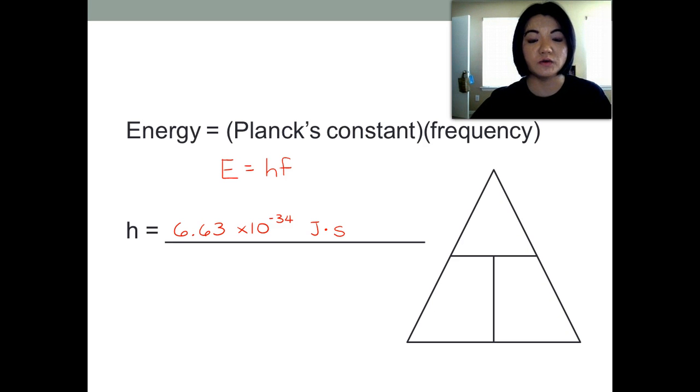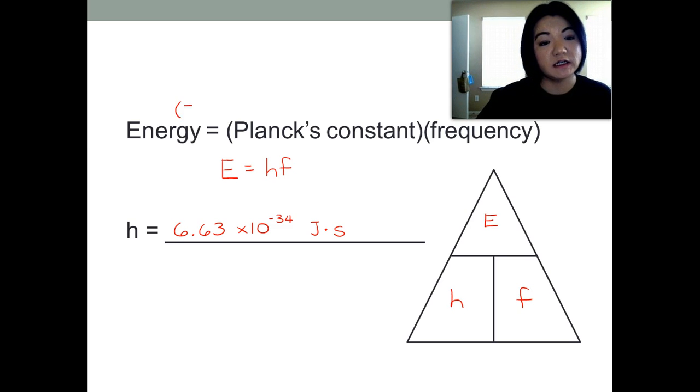So let's put this into the formula triangle. E is going to be on the top, h and f are on the bottom two sections. Now the J, this unit, is joules, and E, the energy, is measured in joules. So that is the unit.